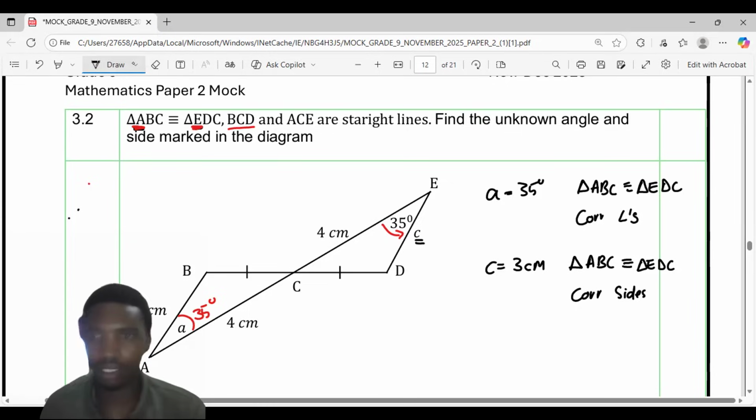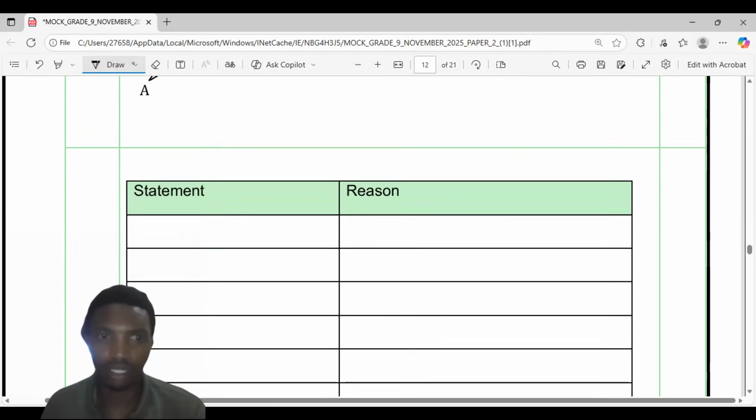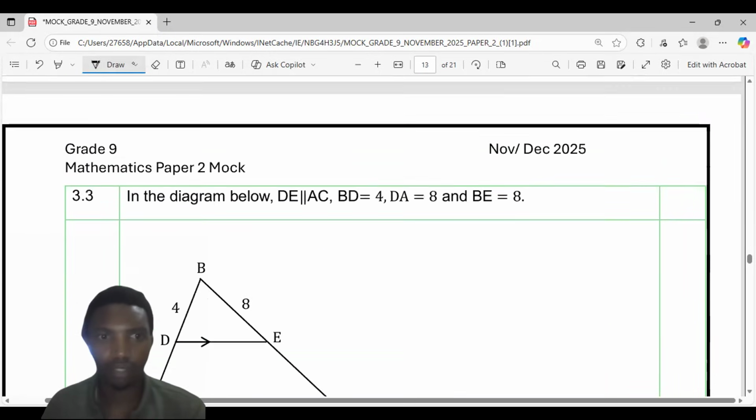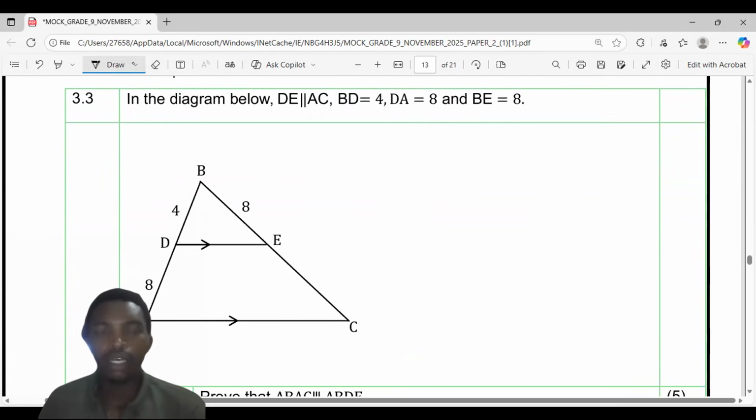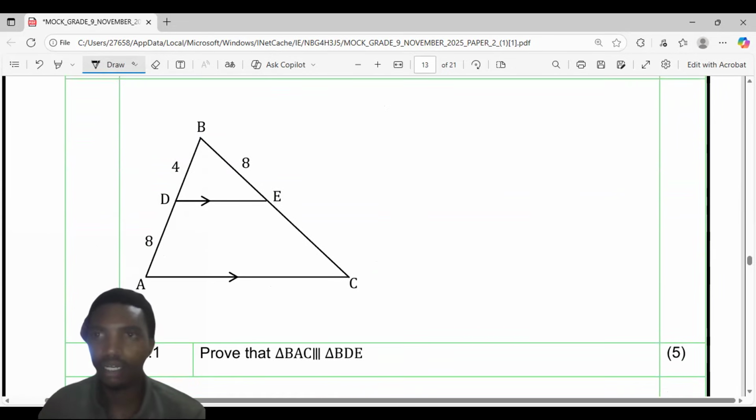So that's how we should mention it. When we say they are corresponding angles or corresponding sides, we must be specific. Then we come to this one here. The diagram below says line DE is parallel to line AC. BD is 8. Okay, fine, we have that. And then they're saying prove that these triangles are similar.